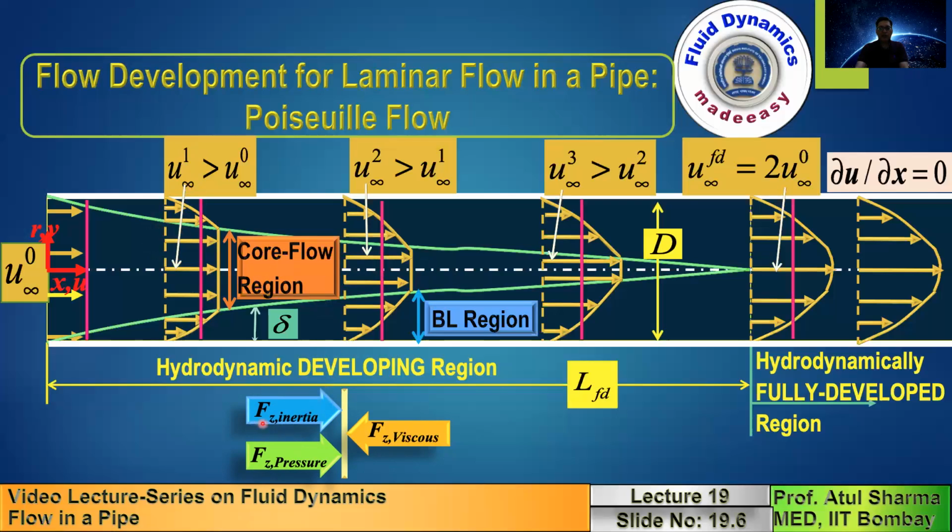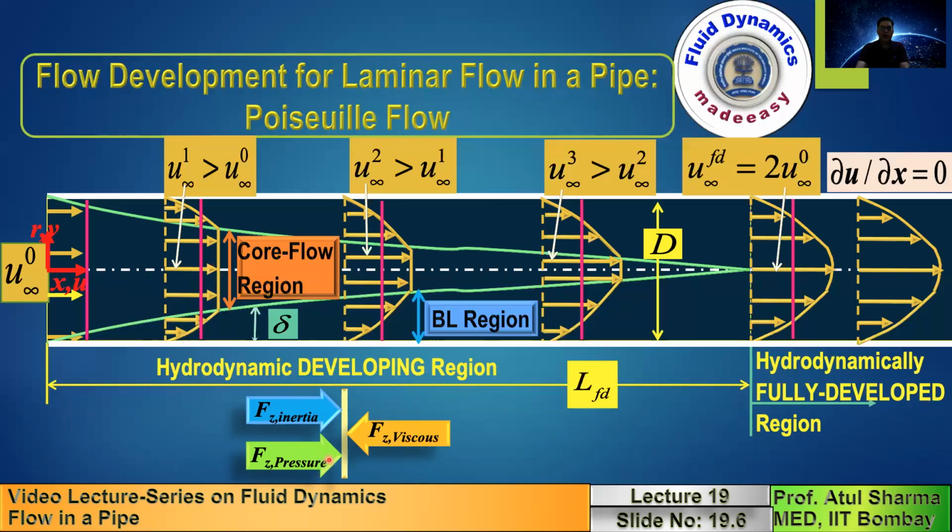So the inertia force is shown in the positive x direction, which is the axial direction, and the pressure force reduces along the flow direction. When the pressure force is reducing, it is also acting in the positive direction, because you have more pressure at the inlet and less pressure at the outlet. So the net pressure force is in the positive x direction, and the viscous force is in the negative x direction.